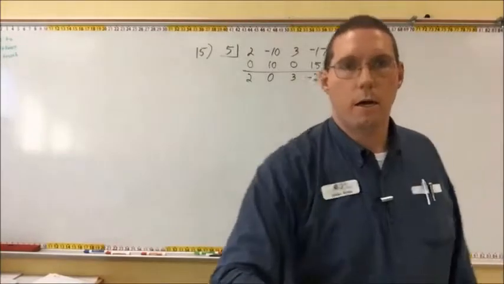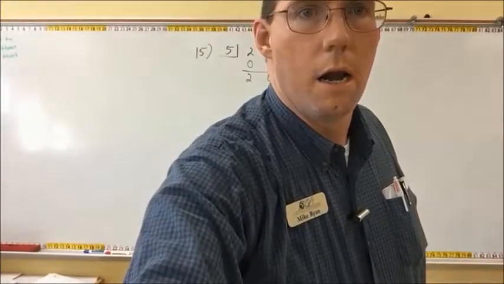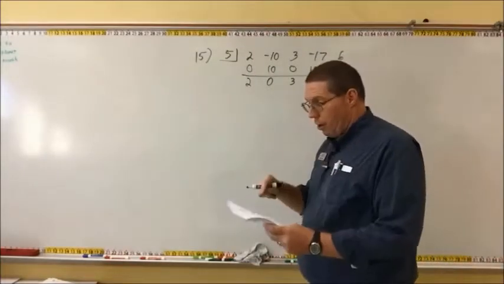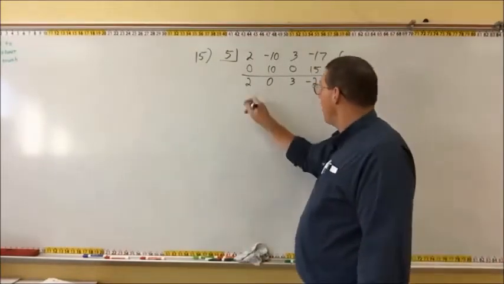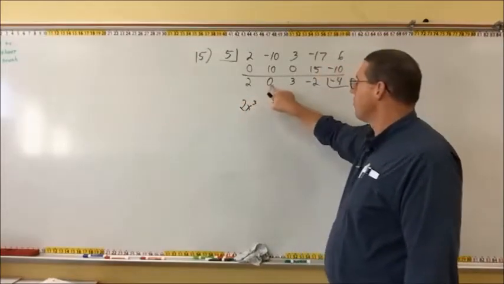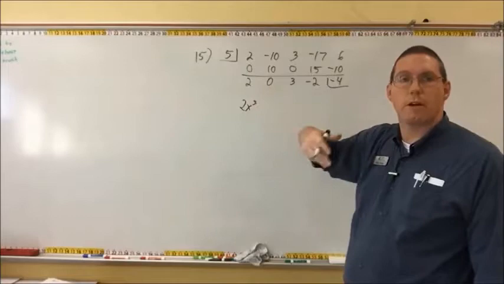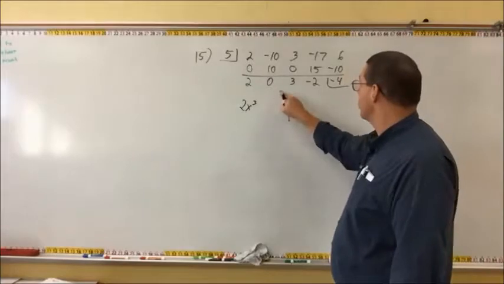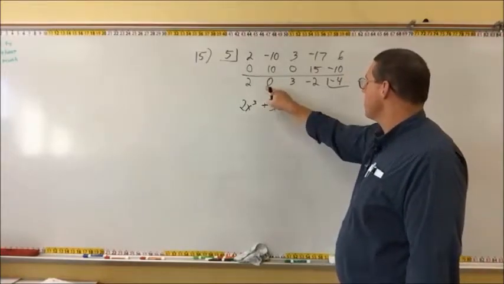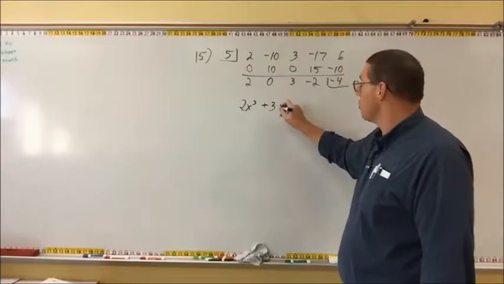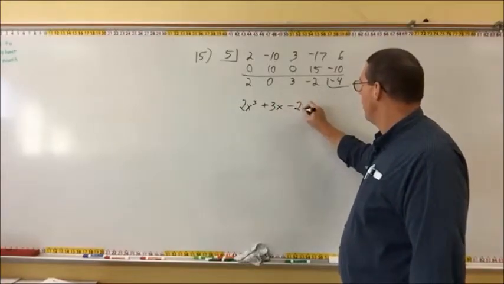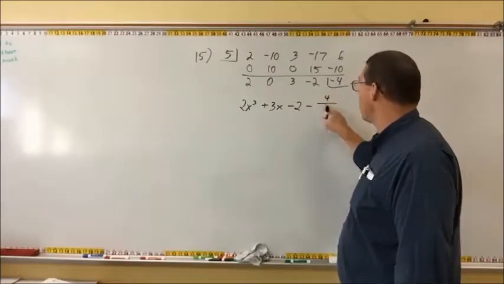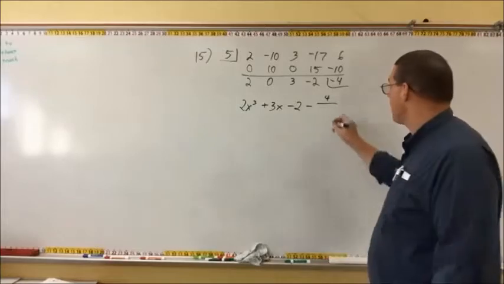So now, we started out as an x to the fourth, so now it's going to be 2x to the third. But look at our x to the second power. We have a 0. That means we're going to skip over x to the second. We're not going to write any x to the second term. We're going to jump straight to this positive 3, and this is the x to the second. This is the x to the first. So we're just going to put an x there, minus 2. Then we have a minus 4 as a remainder. So we're going to put minus 4 over the divisor, which is x minus 5.